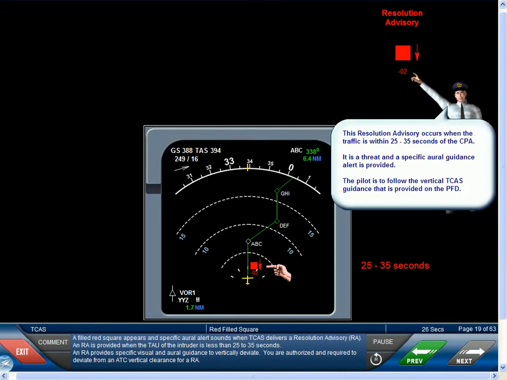A filled red square appears and specific oral alerts sound when TCAS delivers a resolution advisory, or RA. An RA is provided when the TAU of the intruder is less than 25 to 35 seconds. An RA provides specific visual and oral guidance to vertically deviate. You are authorized and required to deviate from an ATC vertical clearance for an RA.